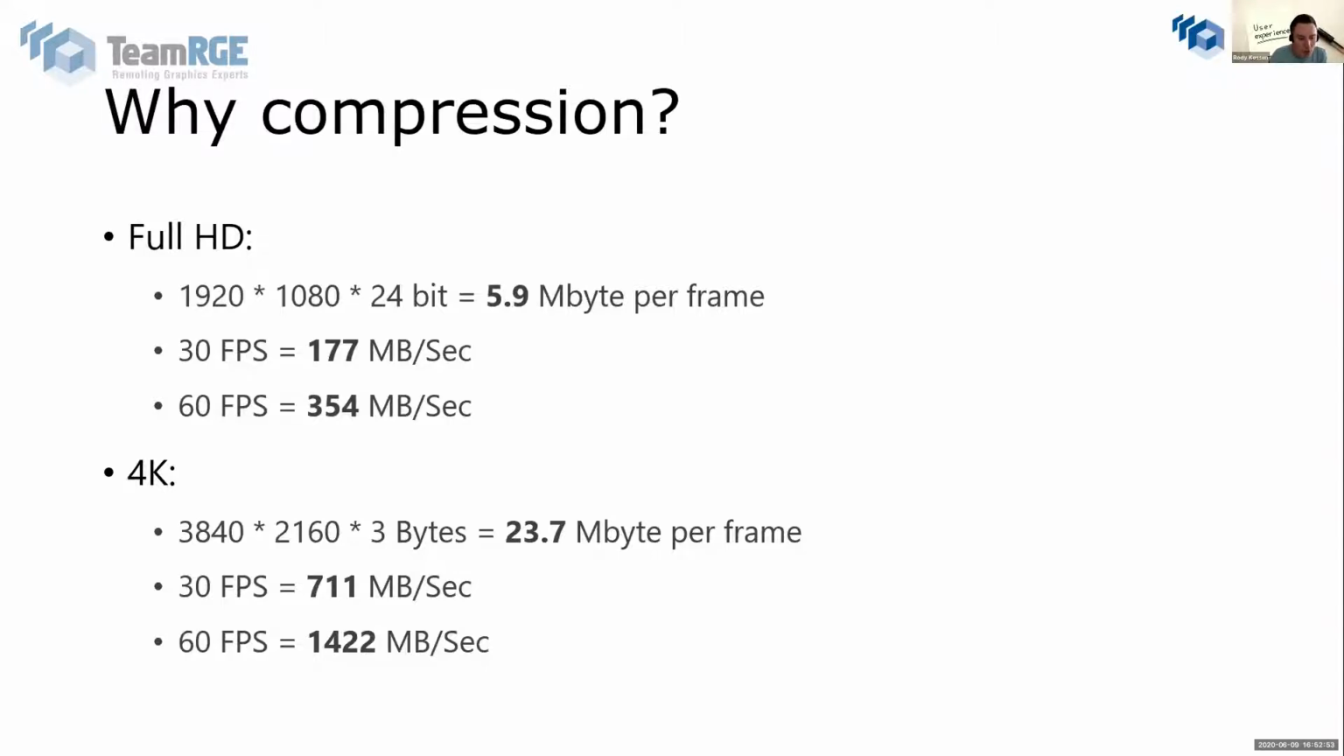If we move on to 4K, it's getting even worse. A 4K image is roughly 24 megabyte per frame. So with 30 frames per second, it's more than 700 megabyte per second. With 60 frames per second, it's even more insane. So it's 1.4 gigabyte per second, which means that I think even with a 10 gigabit connection, you can't run it uncompressed. So that's why we use compression.